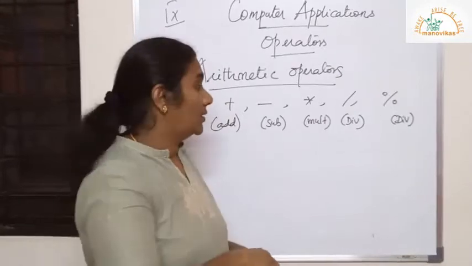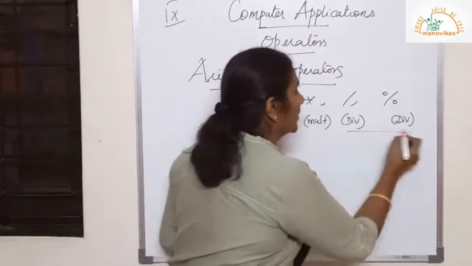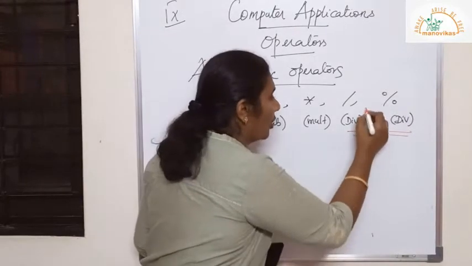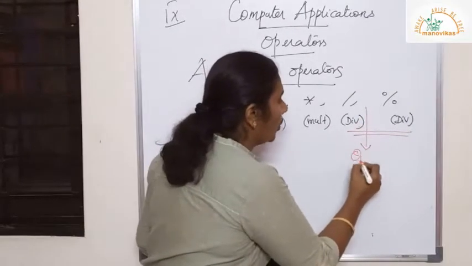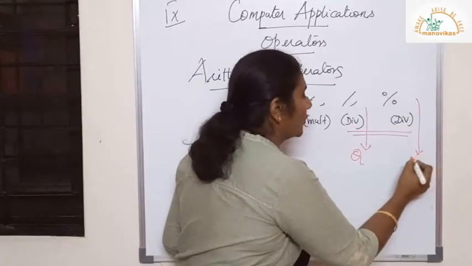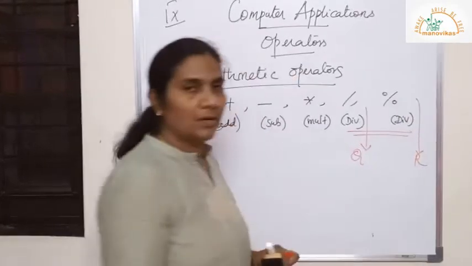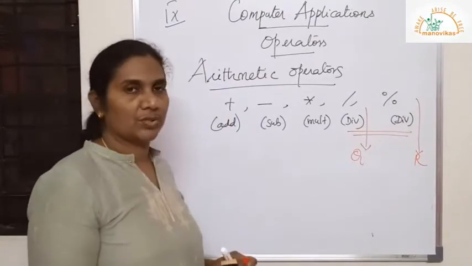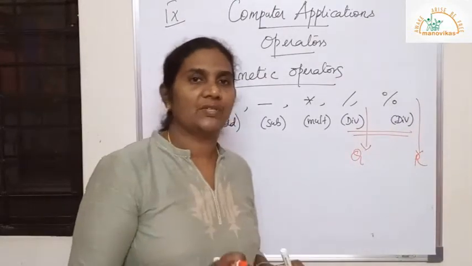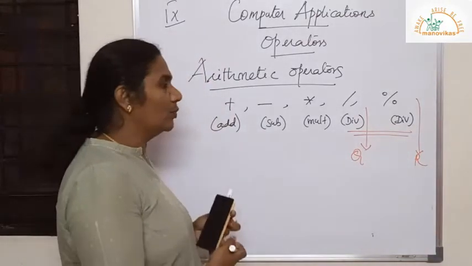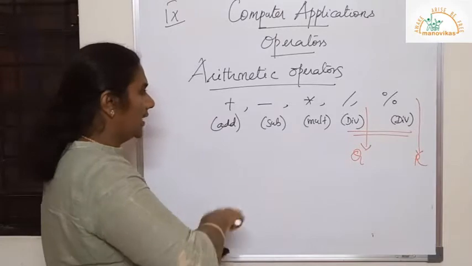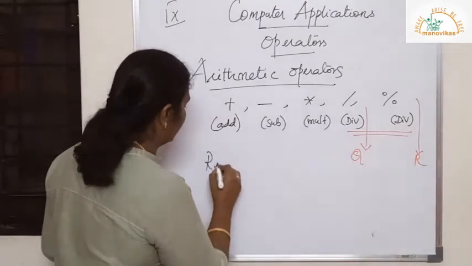Then what is the difference between both? So this operator will give the quotient as the answer after dividing, and this will give you the remainder as the answer after division. That's the variation. Last year we have done this in detail. Okay, so I'll move to the next one, that is relational operators.